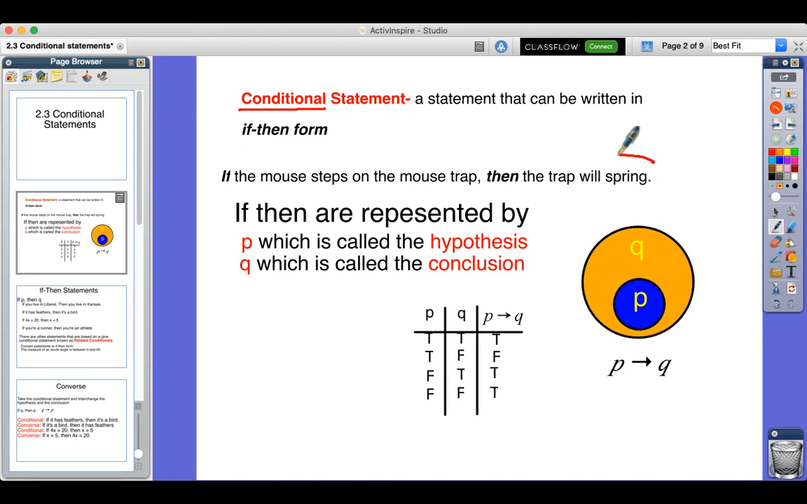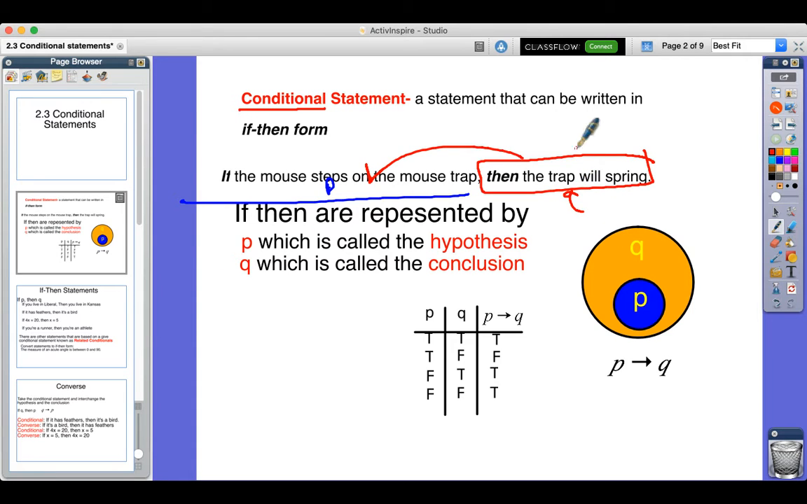So this won't happen unless the condition is met. This is the condition over here. Now, if-then statements are represented by P's and Q's, where P, the P statement, I'm going to put this in blue, is our hypothesis. We're hypothesizing that if the mouse is on the trap, our conclusion will be the trap will spring. So you'll see this a lot.